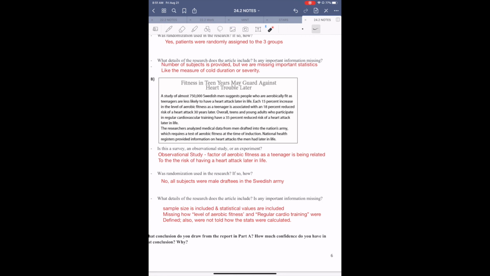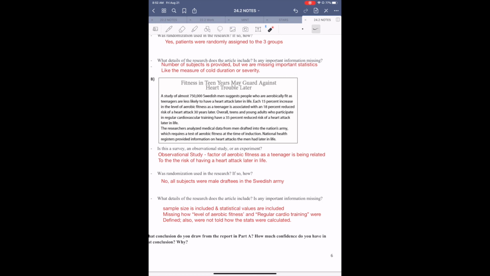Was randomization used? No, because this is taking all subjects who were males and drafted into the Swedish army. And finally, what details does it include? Well, it gives us the sample size and it includes some statistical values. However, we are missing how they define a level of aerobic fitness and how regular cardio training is defined.